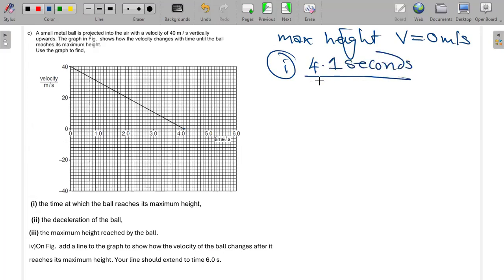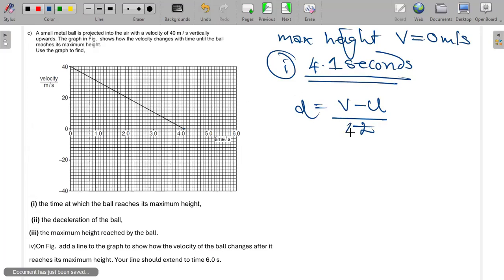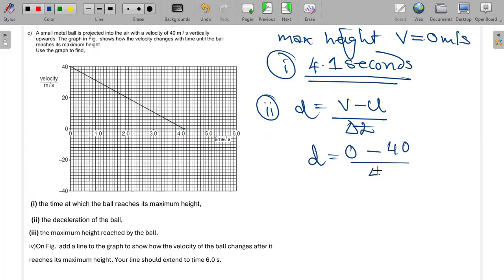Part 2, the deceleration of the ball. So we have to calculate the deceleration. How do you calculate deceleration? We know deceleration is equal to final velocity minus initial velocity divided by the time, the change in time. So deceleration for part 2 will be equal to the final velocity, which is 0, minus the initial velocity, which is 40, divided by the time, which is 4.1 seconds. This is going to give me negative 40 divided by 4.1. I'll just punch this in.